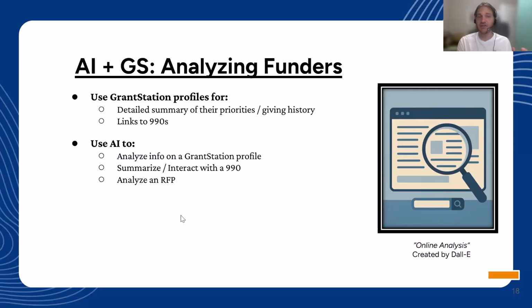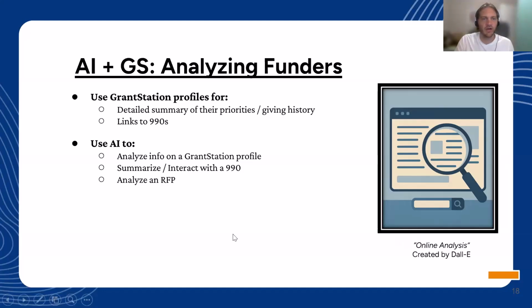But then you can use AI to, for example, analyze info on a GrantStation profile. You could also summarize or interact with a 990. You can analyze a request for proposal as well. So there are lots of different ways that you can start to use these tools to see, is this funder a good fit? Maybe it can give some of the pros and cons of these different funders so that you can actually decide which ones are those A tiers, B tiers, and C tiers. So let's jump back to ChatGPT and look at this in action.